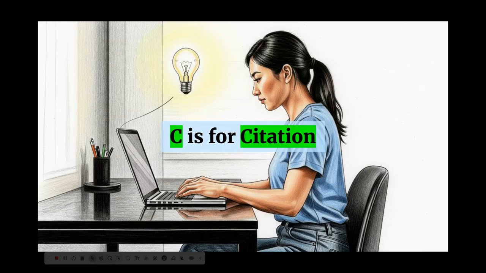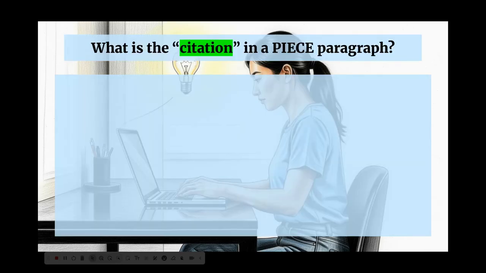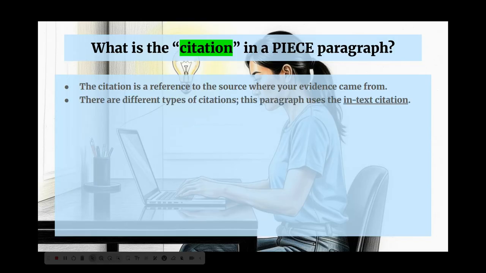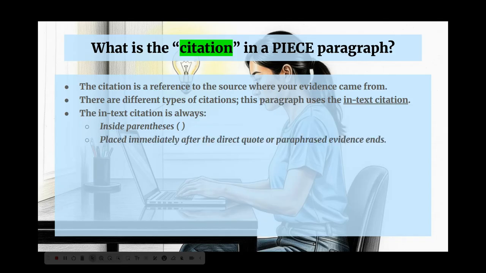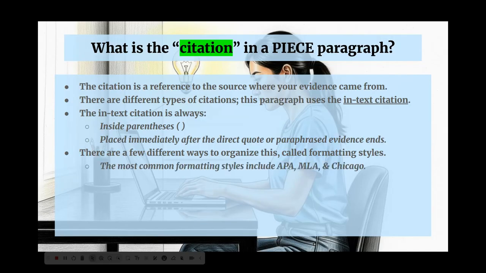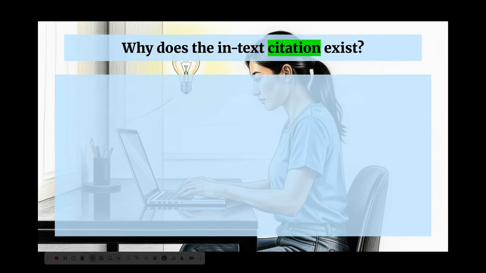Okay, let's talk about the C, for citation. So the citation is just the reference to the source you got your evidence from. There's different types of citations. We're just going to use what's called the in-text citation. And it's going to be in parentheses and directly after the quote or the paraphrased evidence. There's a few different ways to organize this, like APA format, MLA format, Chicago. We'll use MLA format in this class.